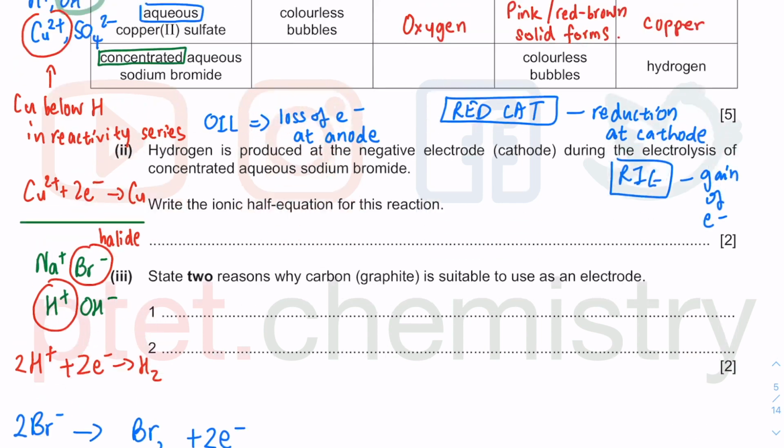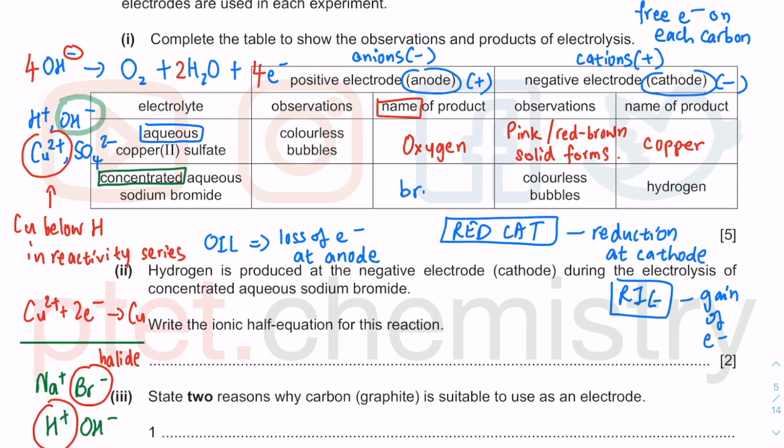So what do we get? We get bromine, not bromide. Bromine as a molecule, a diatomic molecule. But bromine as a group 7 diatomic molecule is also colored. So you can say you get a reddish brown liquid, because that is the color of liquid bromine.